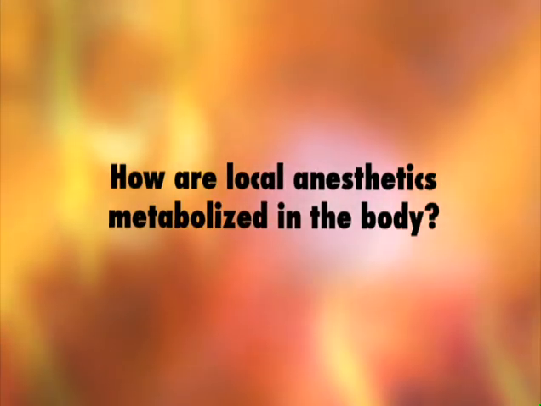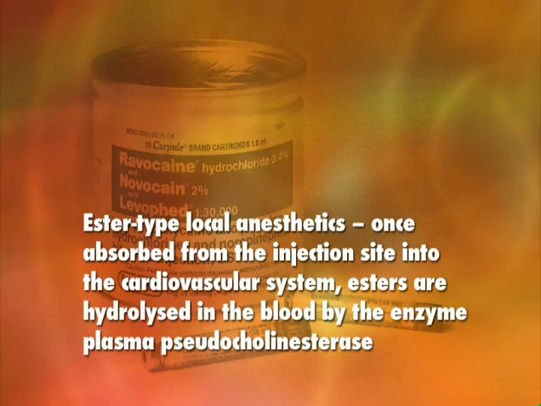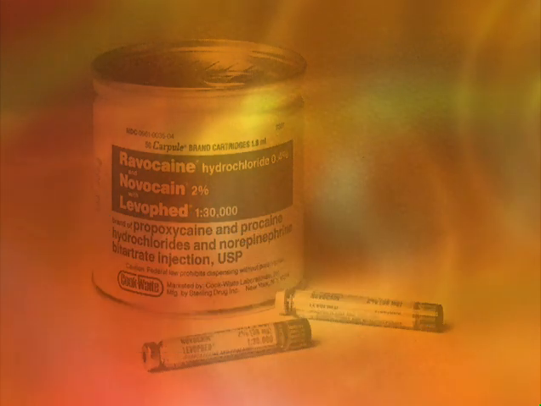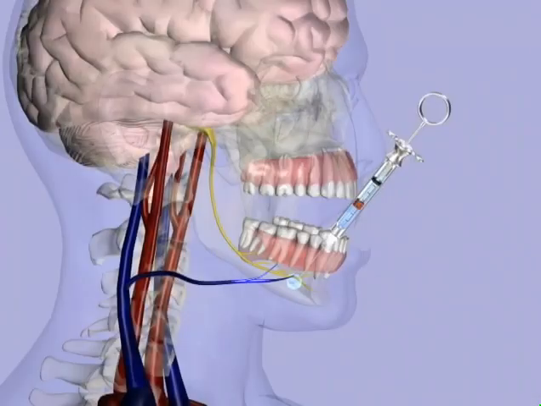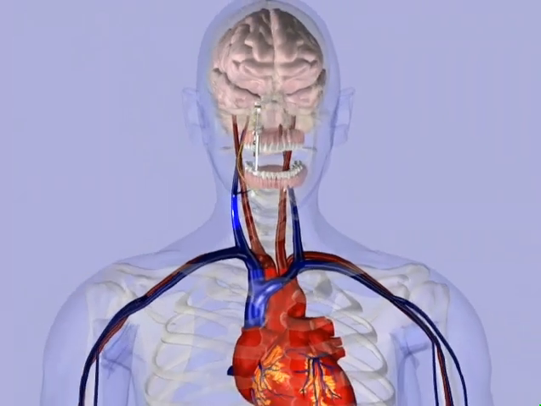How are local anesthetics metabolized in the body? There are two classes of local anesthetics, the esters and the amides. Once absorbed from the injection site into the cardiovascular system, the ester-type local anesthetics are hydrolyzed in the blood by the enzyme plasmacholinesterase. The amide local anesthetics are absorbed into the cardiovascular system, but nothing happens here.